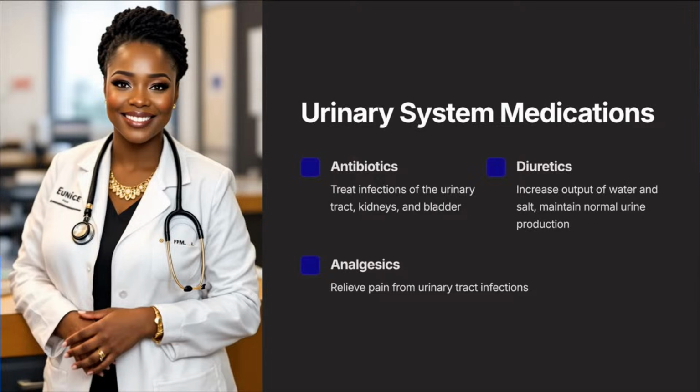We also have diuretics. So if someone has a kidney issue or a urinary issue, sometimes they don't produce enough urine. So a diuretic, yes, it can be used for somebody who has heart failure, but it can also be used for those who have kidney issues because it increases the output of water and salt, thus helping them to maintain normal urine production.